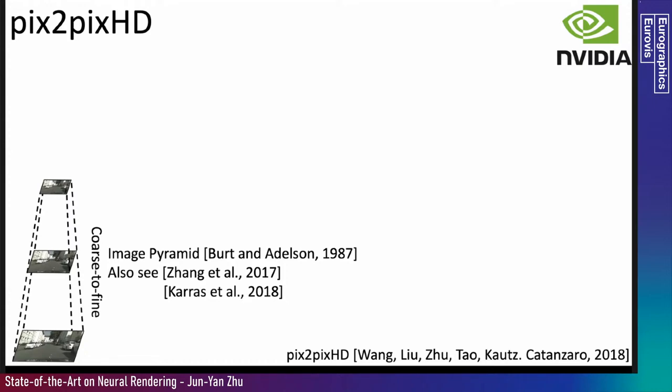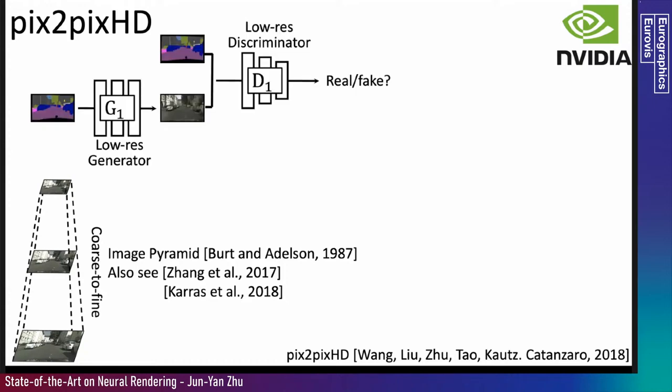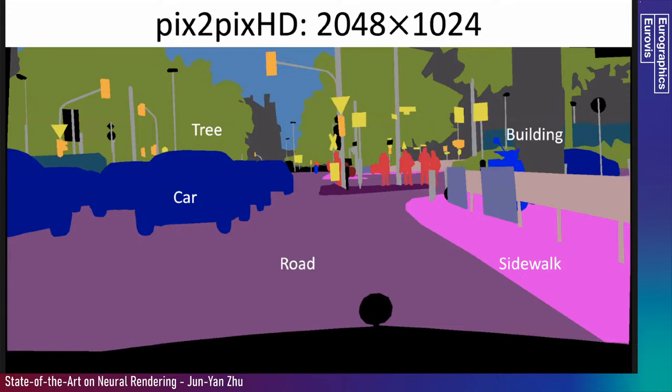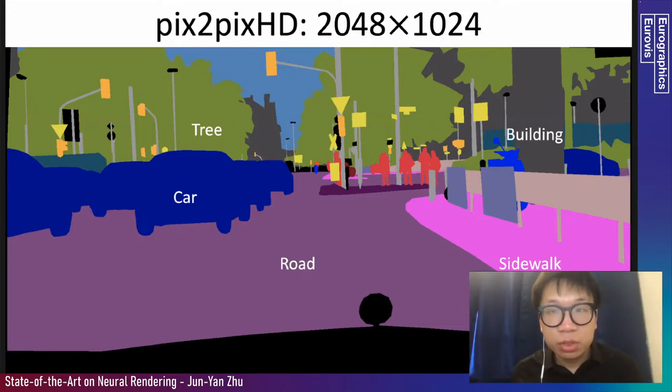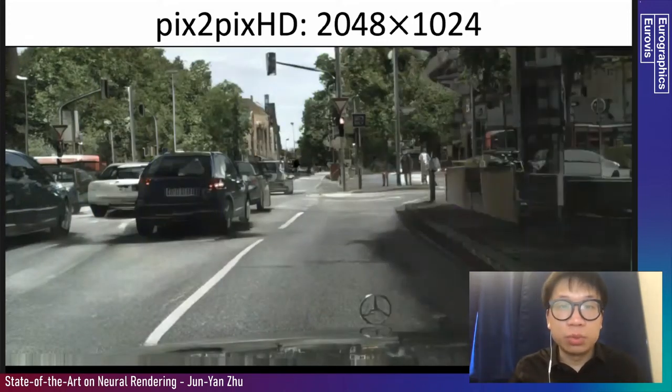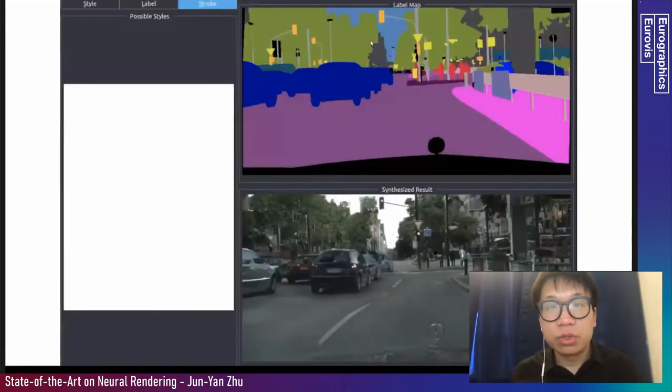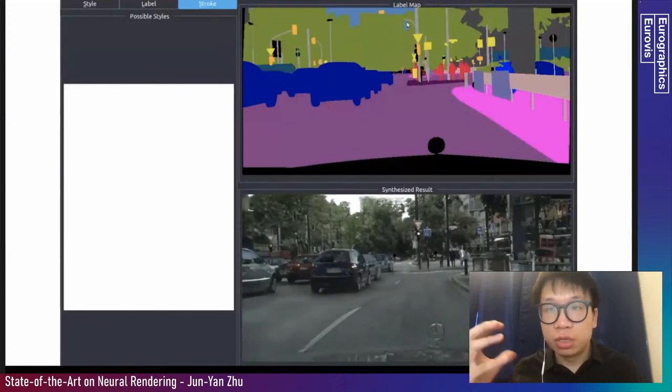This is a very simple strategy inspired by the image pyramid, a classic idea in computer graphics and computer vision. We first generate a low-res output, and we further upsample and refine the low-res output with a stage 2 network. So we decompose the hard problem into two easier ones. We know how to generate a low-res output. We also know refining results is always easier than generating an image from scratch. Given the above coarse-to-fine procedure, it can produce a nearly photorealistic output at 2000 by 1000 resolution in real time. So here is a demo where a user can paint some strokes on the background to add more trees.